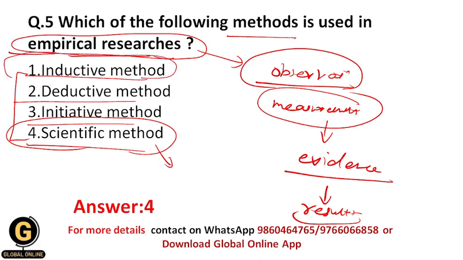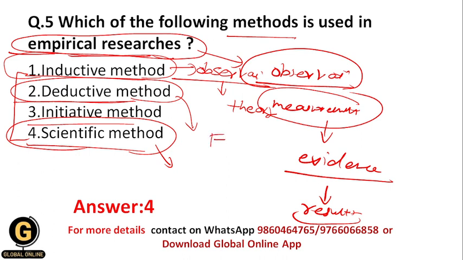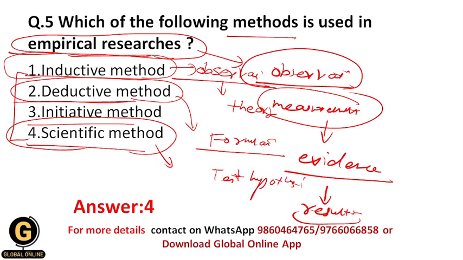And what are the inductive and deductive methods? Within the inductive method we have observations, and based upon the observations we formulate a theory. And what is the deductive method? Within the deductive method we formulate a hypothesis and test the hypothesis by using statistical techniques. Okay, and finally you will get the results and conclusion. So whenever you combine the inductive method and the deductive method, it forms the scientific method. And that's why the correct answer over here is 4.